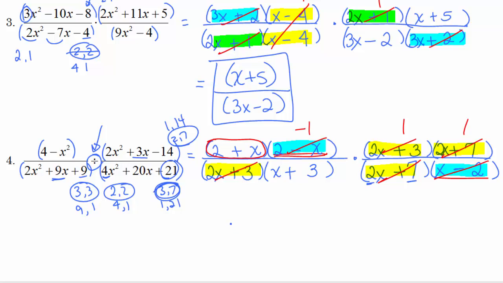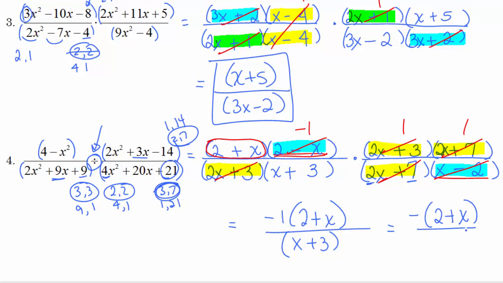So let's see what I have left in the numerator. I have negative 1 times 2 plus x. In the denominator, I have x plus 3. And again, that is an okay answer. I'm just going to rewrite it without the 1, but definitely keeping that negative sign.